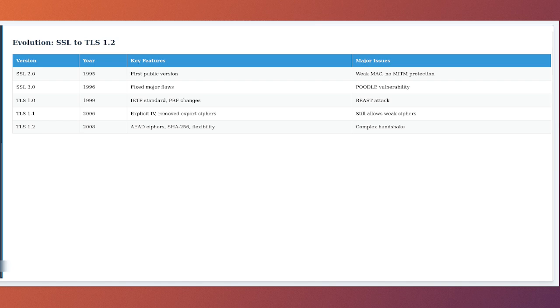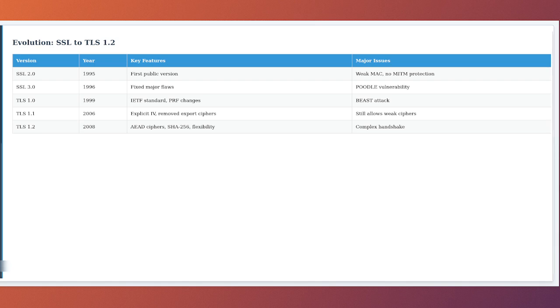TLS 1.2, 2008, was a major leap forward. It introduced support for authenticated encryption modes like AES-GCM, replaced MD5/SHA-1 with SHA-256 in the pseudorandom function, and added support for more modern cryptographic algorithms. Perhaps most importantly, it made the protocol more flexible, allowing new cipher suites to be added without changing the protocol itself.